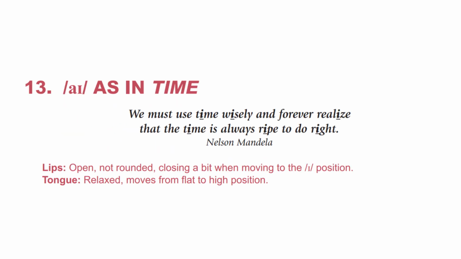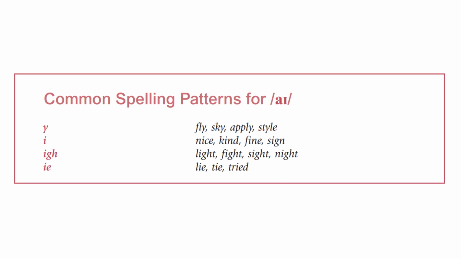I as in time. For the I sound, the lips are open and not rounded, and they close a bit when moving to the I position. The tongue is relaxed, and it moves from a flat to high position. The common spelling patterns for this sound include the letter Y, as in fly, sky, apply, style. The letter I, as in nice, kind, fine, sign. The letters IGH, as in light, fight, sight, night. And the letters IE, as in lie, tie, and tried.